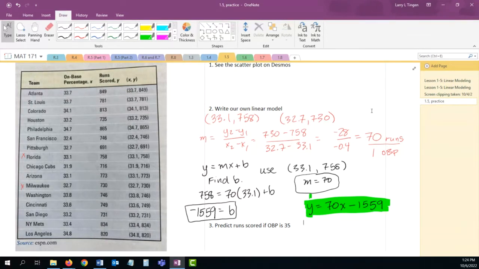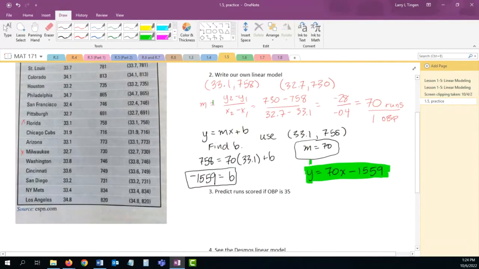This is a linear model, and again, I'm getting it from picking 2 points in my graph. If I want to use it to predict the number of runs scored if the on-base percentage is 35, that means x is 35. So I'm looking at y equals 70 times 35 minus 1,559.